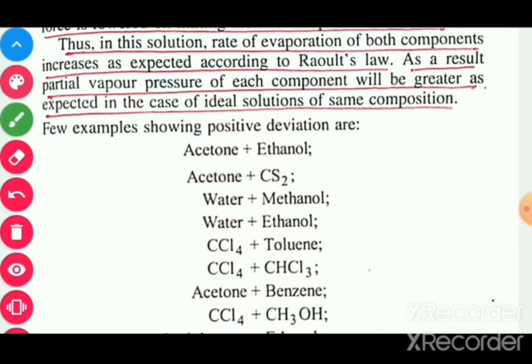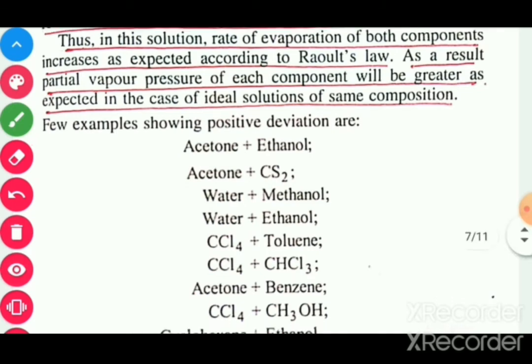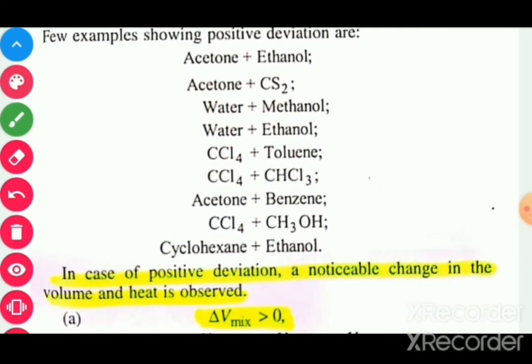Here some examples are given of non-ideal solutions which show positive deviation, like a mixture of acetone plus ethanol, acetone plus carbon disulfide, water and methanol, water and ethanol, carbon tetrachloride and toluene, carbon tetrachloride and trichloromethane, that is chloroform, acetone and benzene, carbon tetrachloride and methanol, and a mixture of cyclohexane and ethanol.